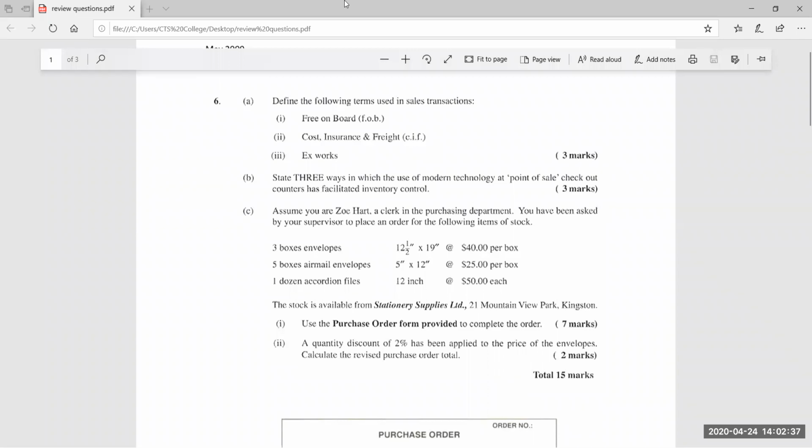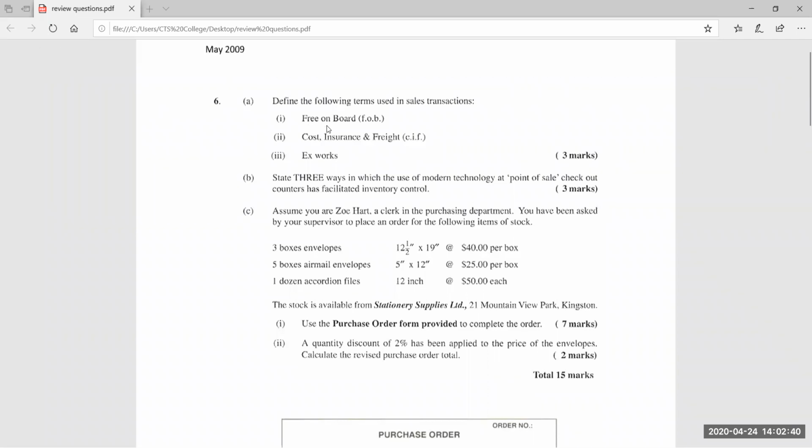Okay, guys, let's start correcting. Let's look at the A part of the question. You are to explain these three terms. Can anybody tell me the first one, free on board? Can anybody explain what is that? What is free on board? Show of hand for somebody who wants to answer the question.